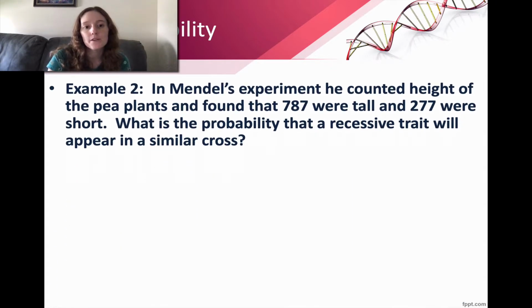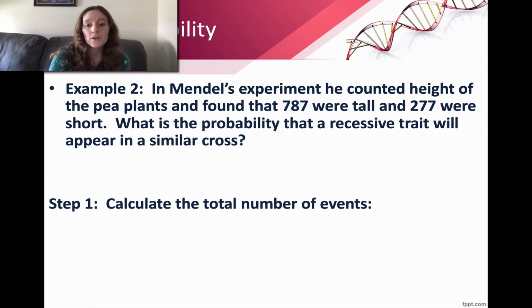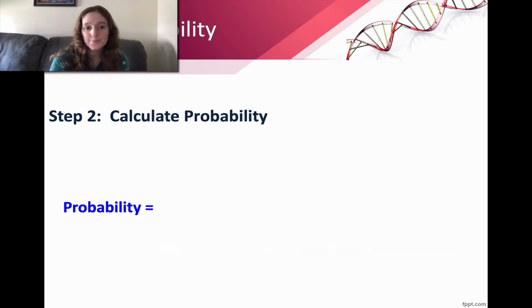One more example. In Mendel's experiment, he counted the height of the pea plants, and he found that 787 were tall, 277 were short. What is the probability that a recessive trait will appear in a similar cross? So we have to calculate the total number of events again. We have 787 plus 277, that's going to give us 1,064 total plants.